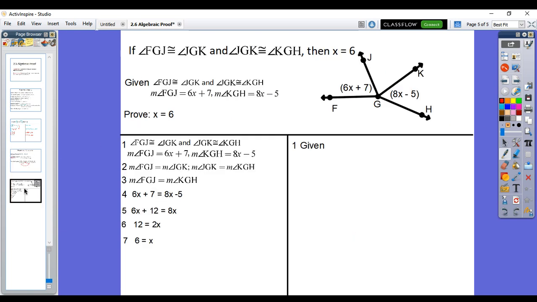So let's take this problem right here that has to deal with angles. We're talking about angles FGJ. So we're given information.